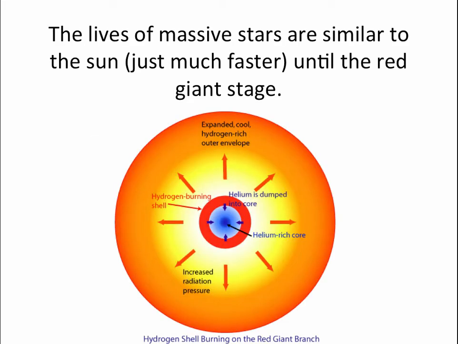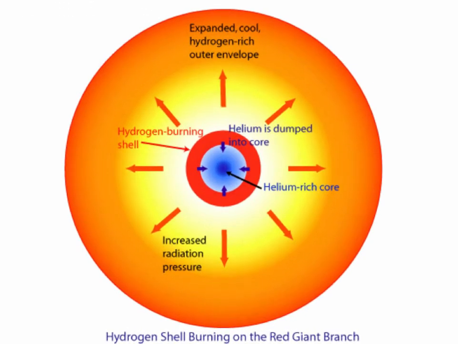Up until the second red giant phase of the star, the life cycle of massive stars is very similar to the life cycle of the Sun. It happens much faster. Remember, we learned that massive stars have much shorter lifetimes than the Sun, but the steps are basically the same. The star begins on the main sequence and it is fusing hydrogen into helium, until it runs out of hydrogen in its core.